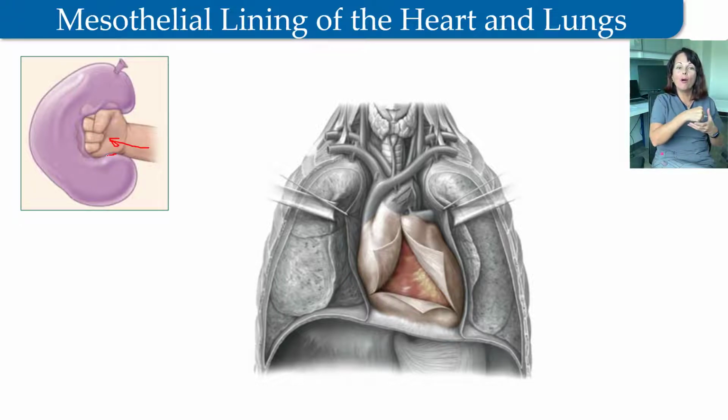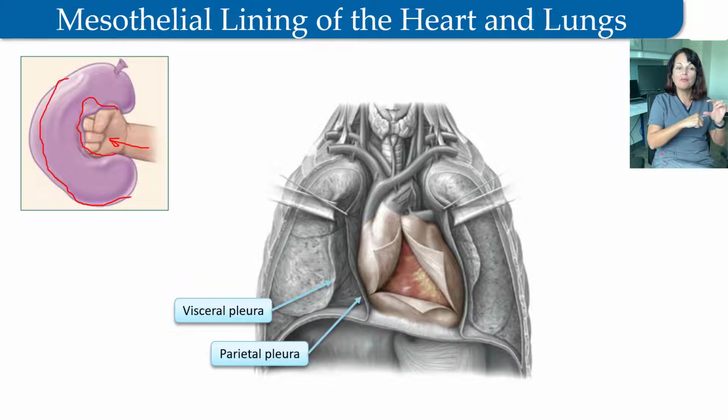The inner part of the balloon wall, adjacent to your fist, is comparable to the visceral pleura. The remaining outer wall of the balloon represents the parietal pleura. The cavity between these two layers of the balloon is analogous to the pleural cavity, and the pleural cavity doesn't have any air in it normally, but it has a thin film of fluid.